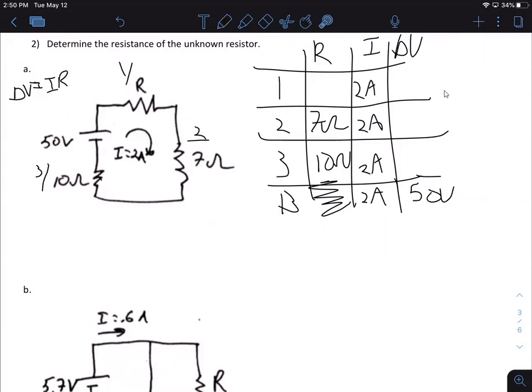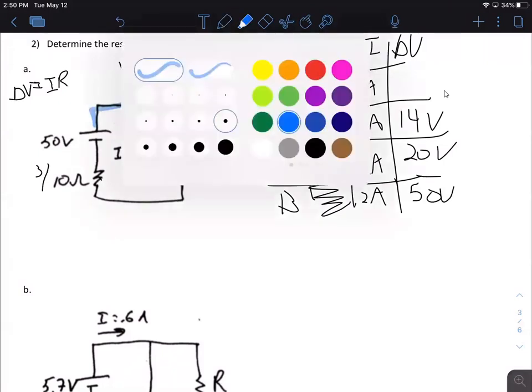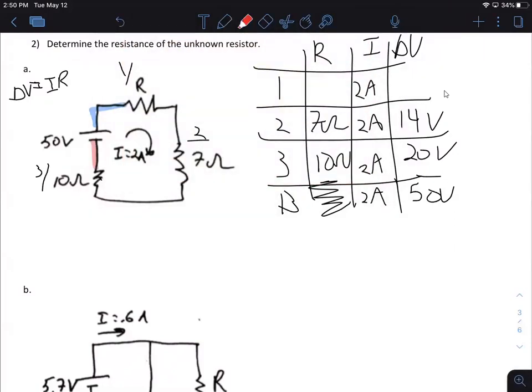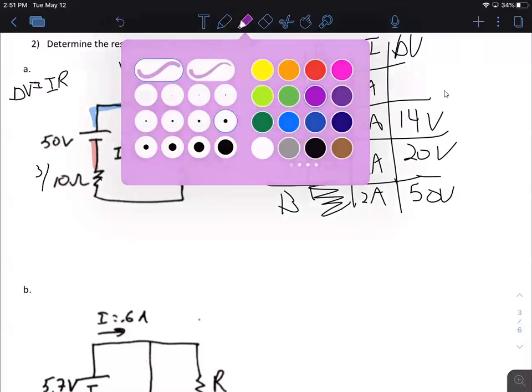All right, so I drew my table. I drew what I knew. And looking at my table, I can see in 2 of these columns, I know both the resistance and the current for these 2 resistors. So I can find this has a delta V of 14 volts. This has a delta V of 20 volts. So thinking about voltage, I'm going to throw some colors on my circuit here.